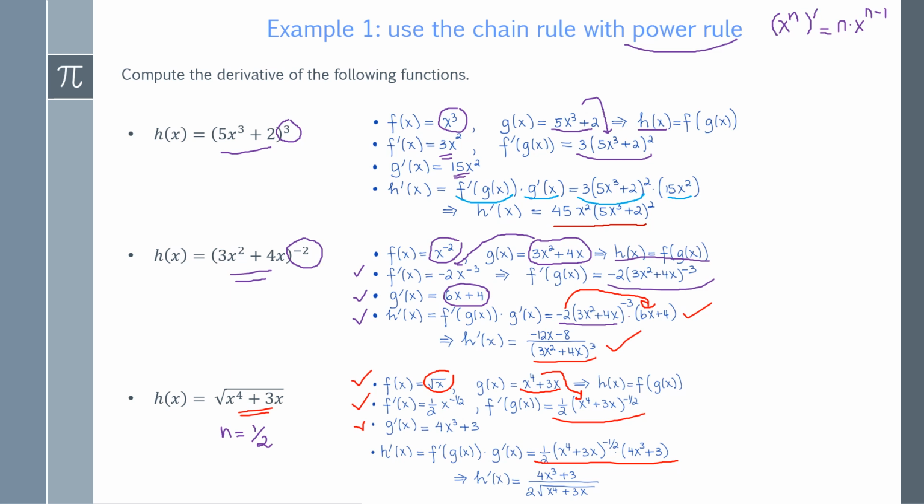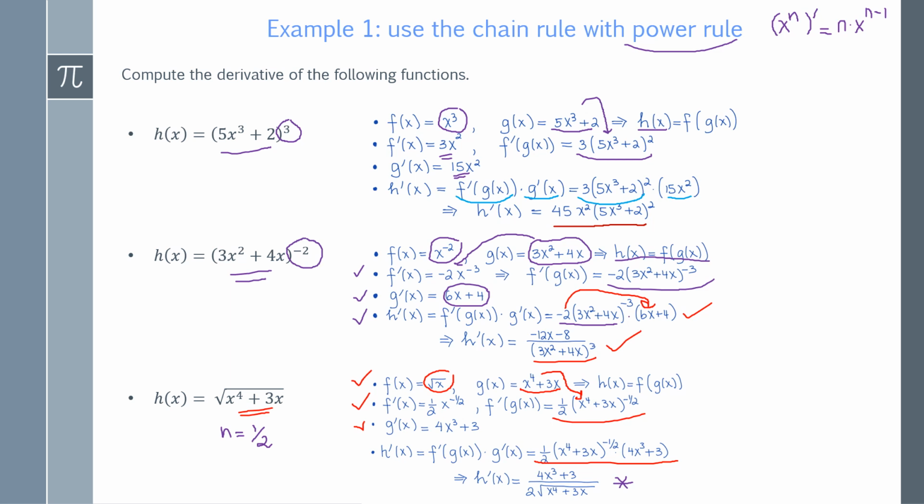You can leave it as is. Okay, so 1/2 times quantity (x to the fourth plus 3x) raised to the negative 1/2 times (4x to the third plus 3). Okay, or you can clean it up. That's a personal preference, and write it out like this. So notice what I've done here. I wrote 4x cubed plus 3 in the numerator, and then the denominator is 2 times the square root of x to the fourth plus 3x.